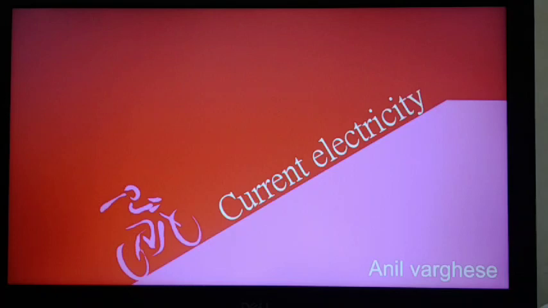First of all, what is electric current? You have already learned a definition for electric current in your lower classes. In simple words, you can define electric current as the rate of flow of electric charges, which means the amount of charge flowing per unit time. That is defined as electric current.